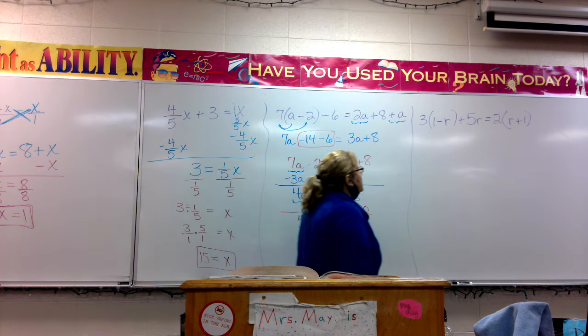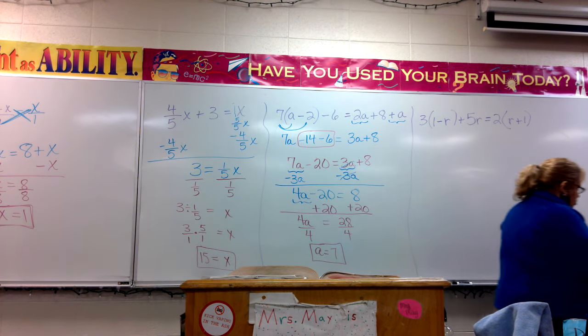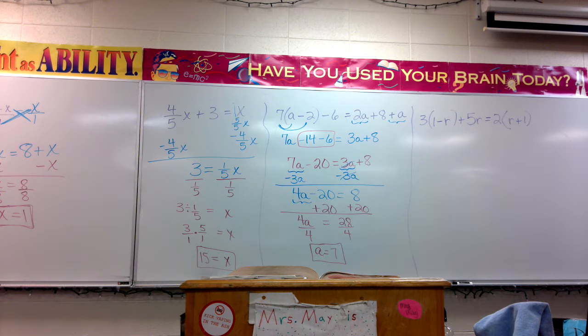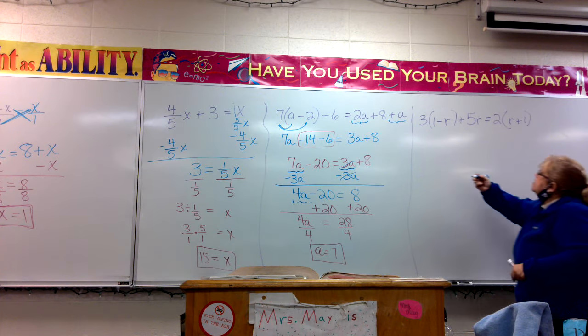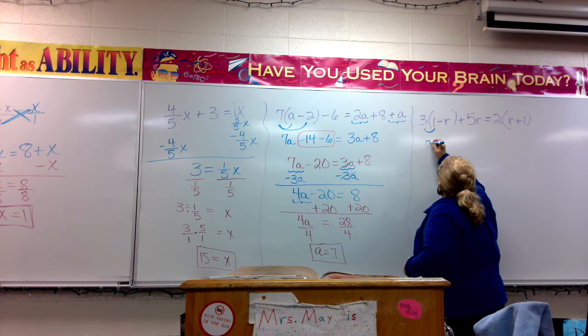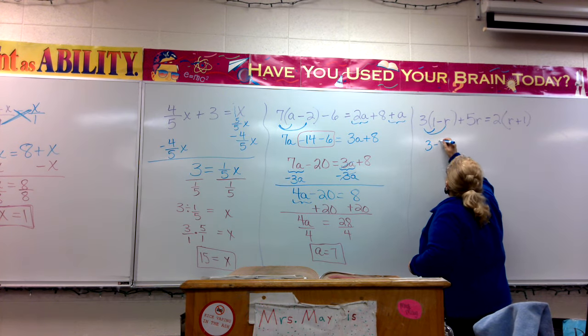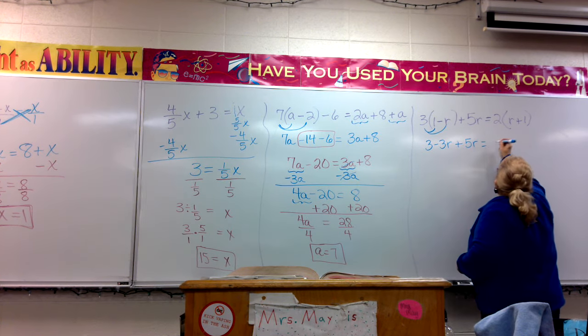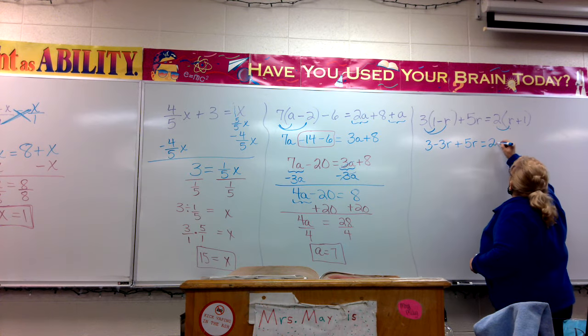Okay, I'm not going to do anything here. You're going to tell me everything to do. What should I do first? Multiply it out. Parentheses. All righty, what do you get? 3 minus 3r. Plus 5r equals? 2r. 2.